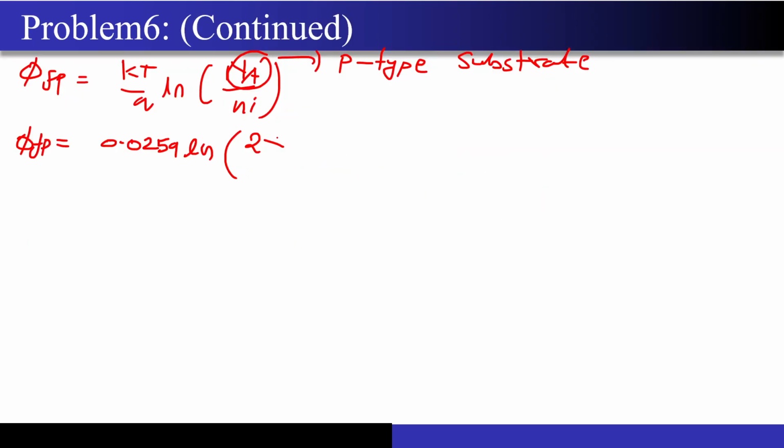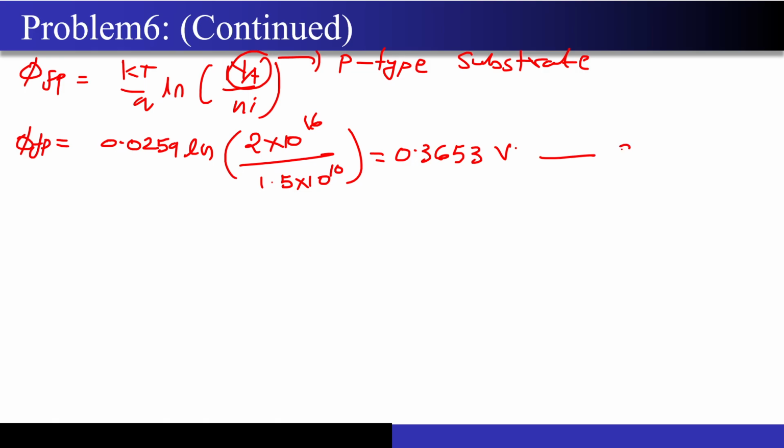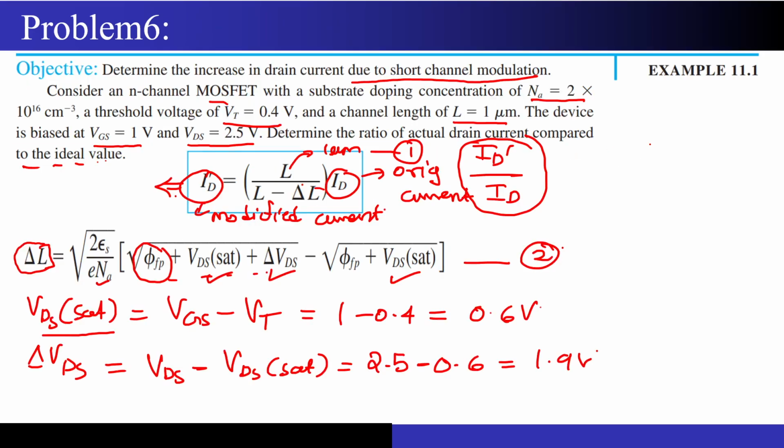2 into 10 to the power 16. What is the Ni value? 1.5 into 10 to the power 10. Now if you calculate this value, this value will come out to be around 0.3653 volts. So this is the value of 5 FP that I have with me now, right? And now let me highlight this as equation number 3. So now I have everything to calculate the delta L now, right?